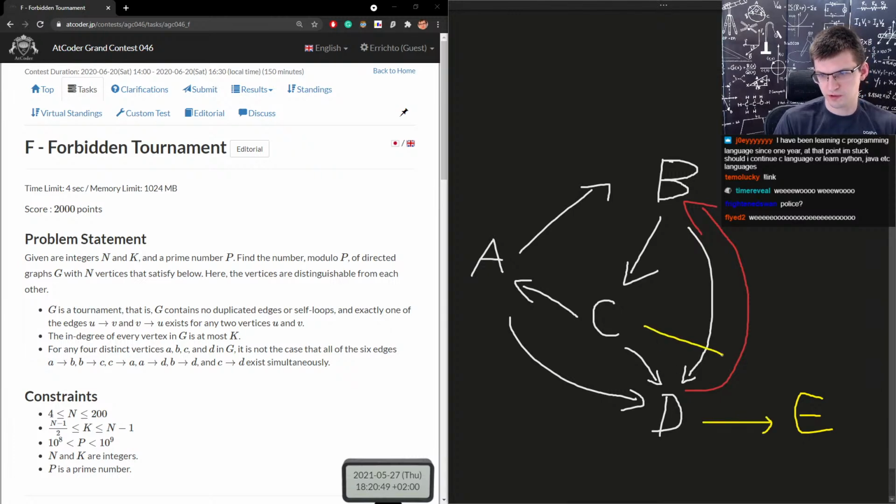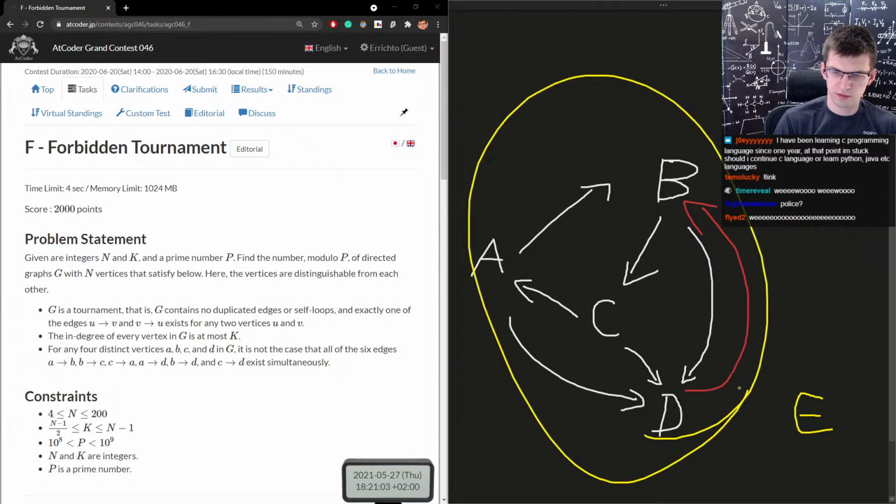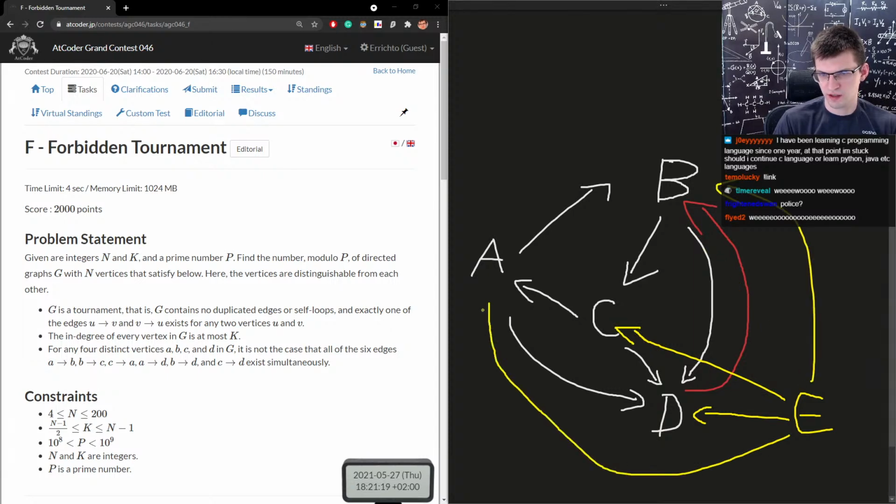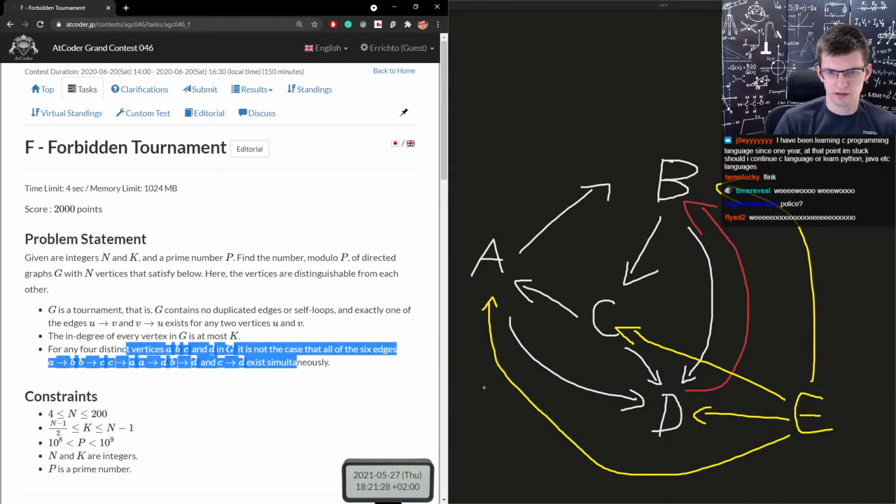This is impossible. Those 3 yellow edges, bad. We can't have that. So just some edges point to those 4, some edges go backwards. Is there any harm in doing this? Can I always add a vertex and just say that it has edges to everything else? Well, then it cannot be part of any structure like that.